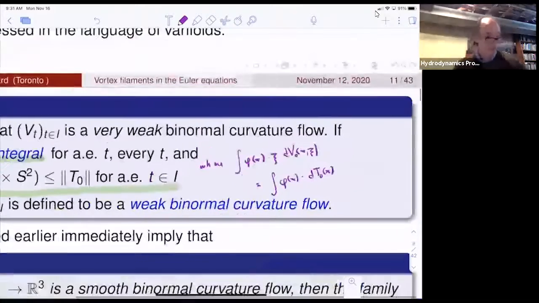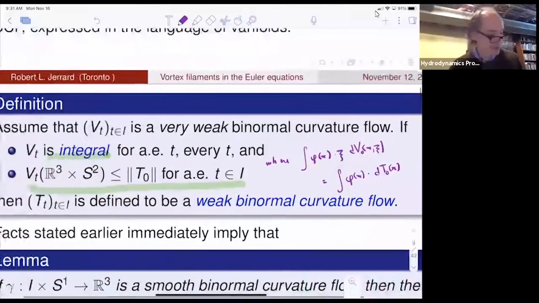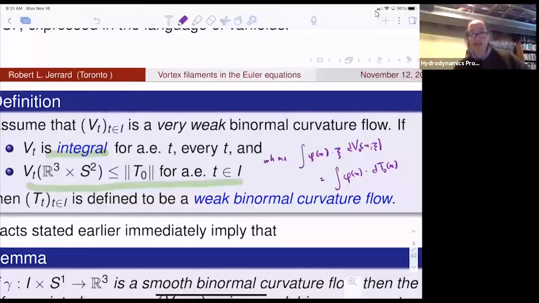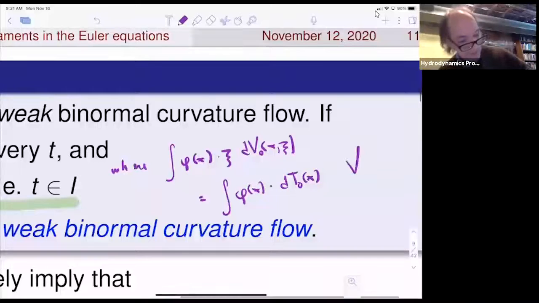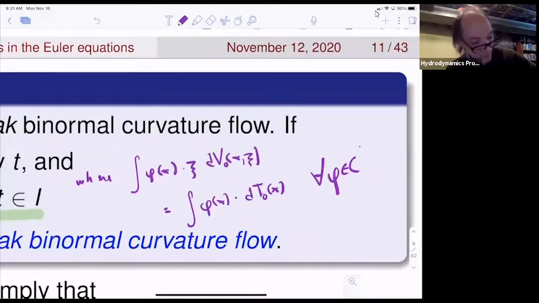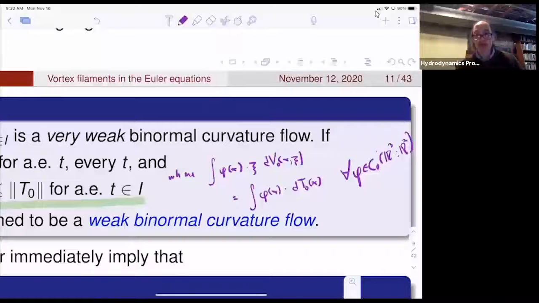Okay, so I have this T0 here. In general, when I have one of these oriented varifolds, I can always integrate out over the... if I do this operation, then this defines a bounded linear function on vector fields on R3.